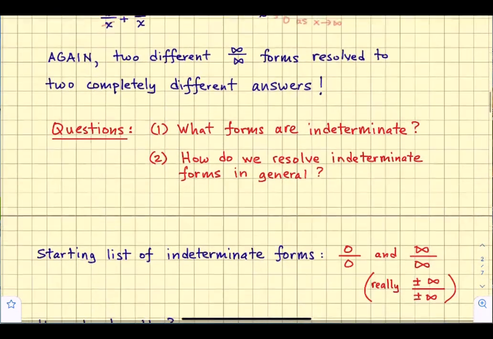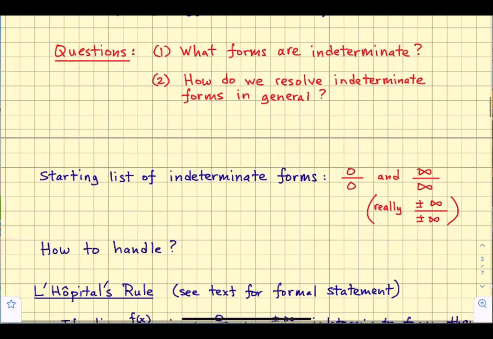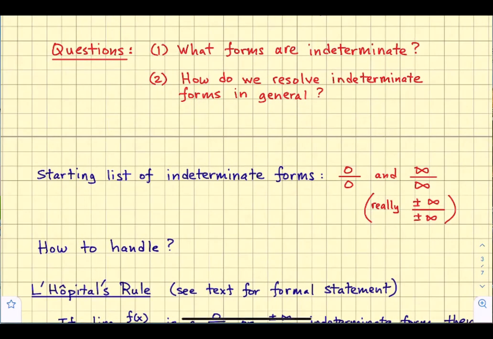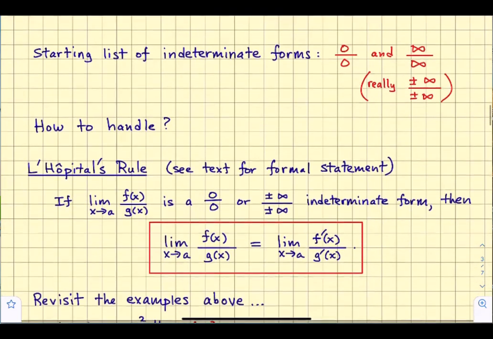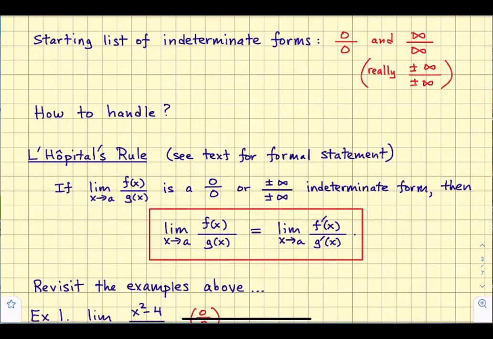Okay, so the questions are, what forms are actually indeterminate? We need a list of those indeterminate forms. And then secondly, how do we resolve indeterminate forms in general? What's our plan of attack? So let's begin with a starting list of indeterminate forms. We've definitely seen that 0 over 0 and infinity over infinity are two prototypical indeterminate forms.